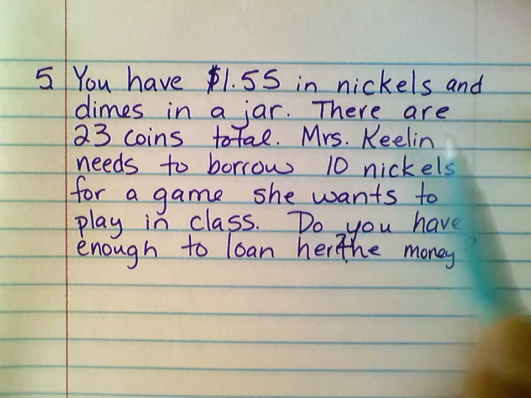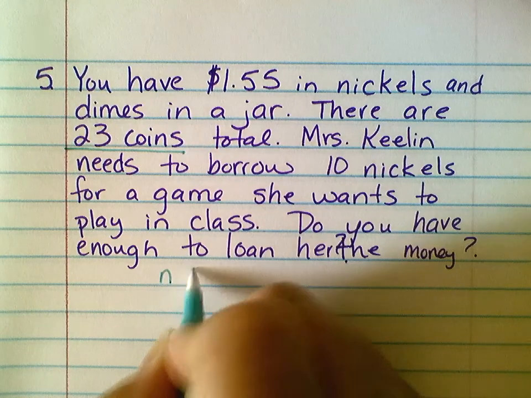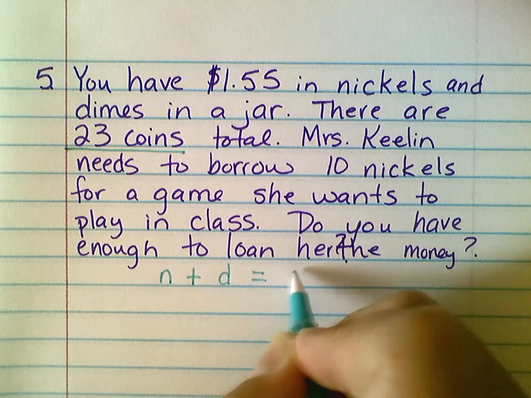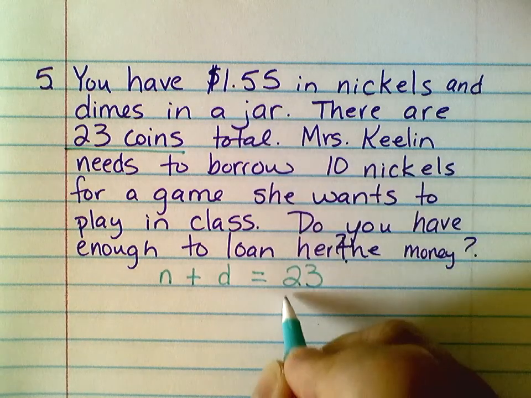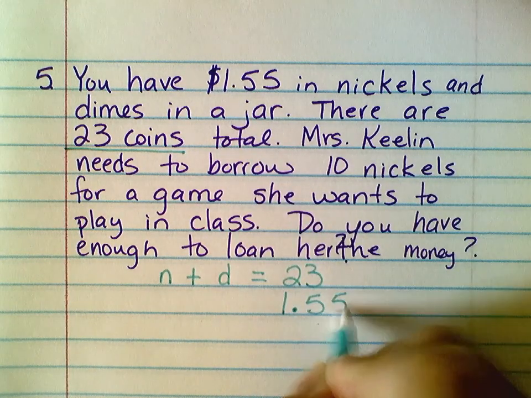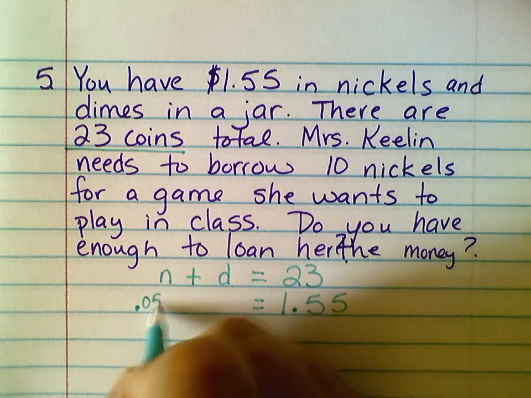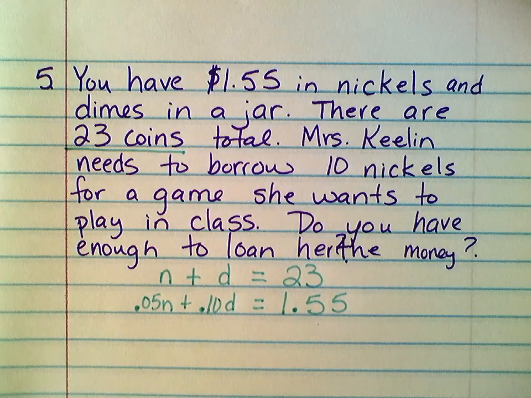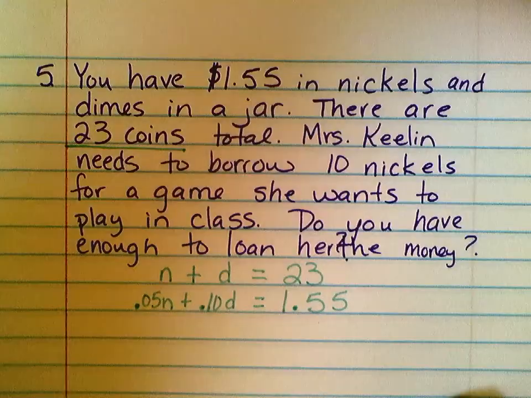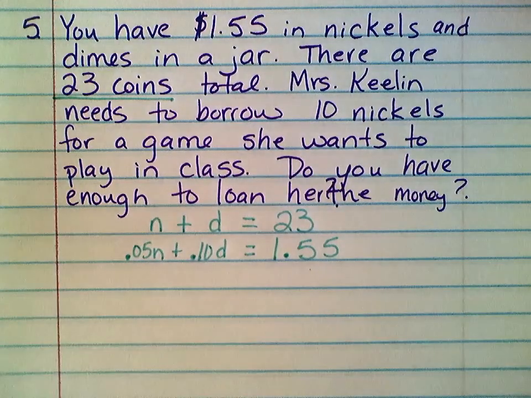So if you have 23 coins, right? 23 nickels and dimes. You have the nickels and the dimes, and all together there's 23 of them. And if they equal $1.55, then the 5 cents per nickel and the 10 cents per dime should add up to equal $1.55. So we have two equations now that we can use to find out how many nickels you have.